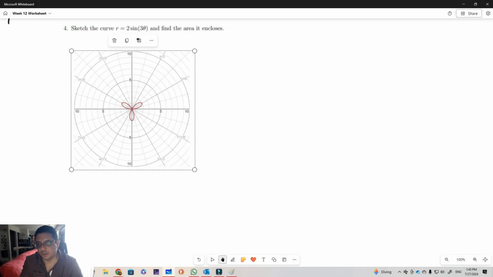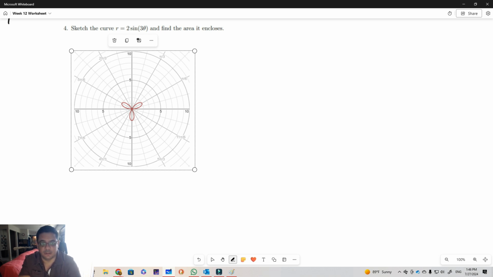Now last for question number 4, we want to sketch the curve r equals 2 sine of 3 theta and find the area that it encloses. So the graph of r equals 2 sine of 3 theta can be found in multiple ways. You can use a graphing calculator or Desmos and you can do that. You're going to get something like this. It's a flower with 3 petals. And as you can see here, from the overlay from the angles, we are going from 0 to pi over 3 to cover the full petal.